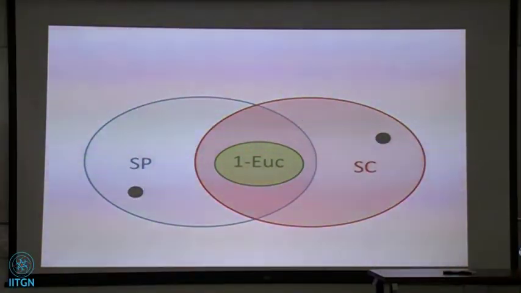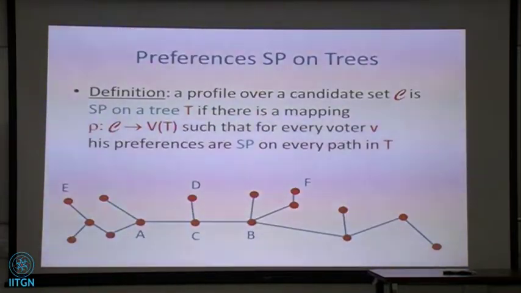Okay, so shall we restart? So I defined a bunch of restricted domains that are fundamentally one-dimensional: single-peaked, single-crossing, and one-dimensional Euclidean, that is one-dimensional even in a formal technical sense. Let me now define something that is more interesting, in the sense of not being one-dimensional.